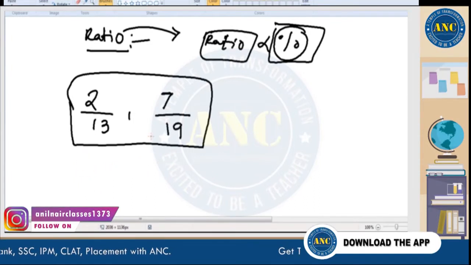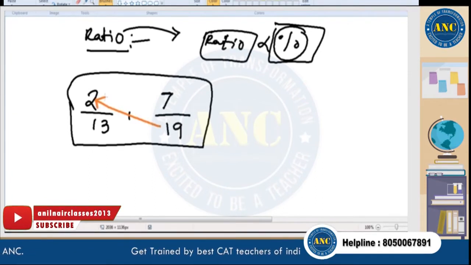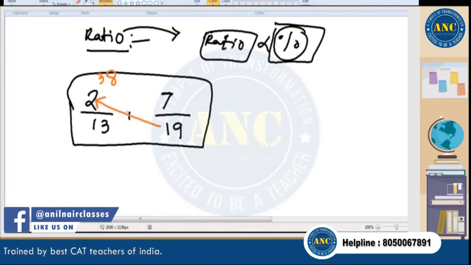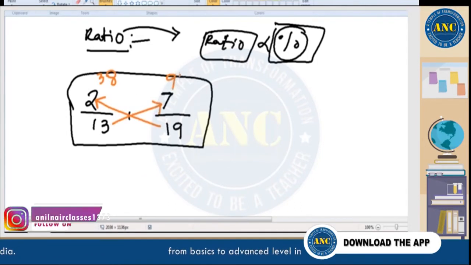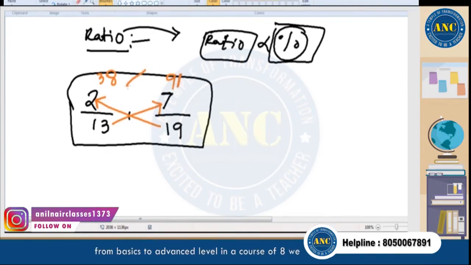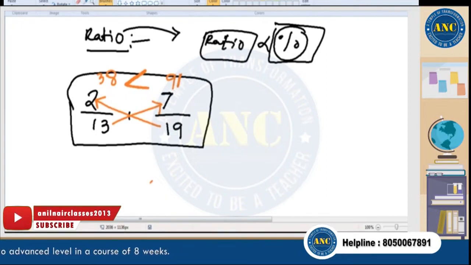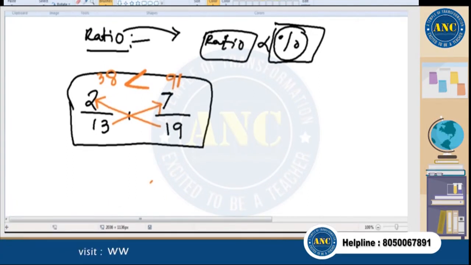So for that I am going to give one method. Multiply the numerator with the opposite side denominator. 19 2s are 38. Multiply the numerator with the opposite side denominator. 13 7s are 91. Which value is greater after this multiplication? That ratio should be the greater one. I hope it is clear.